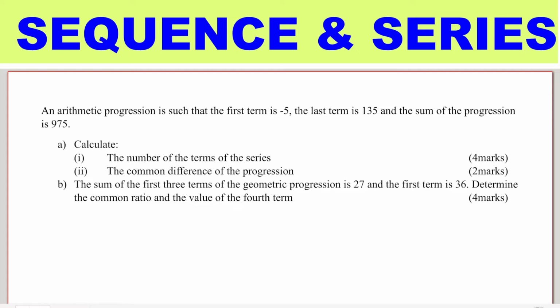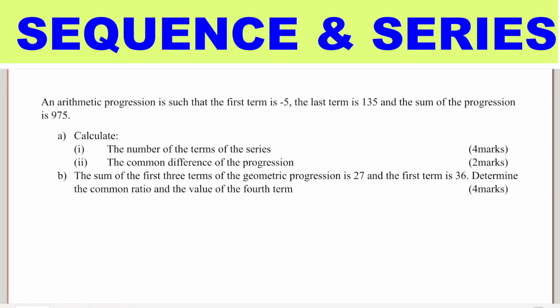So let's go to the first part, that is A part 1. So this is a solution. There is A part 1, the number of terms of the series. Now you're given this one is an AP, arithmetic progression, where the first term is -5. So the first term, we denote that by A. So the first term is -5.